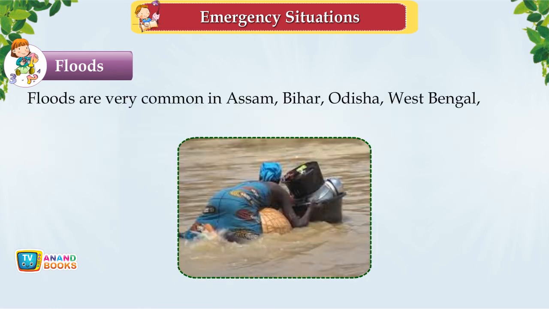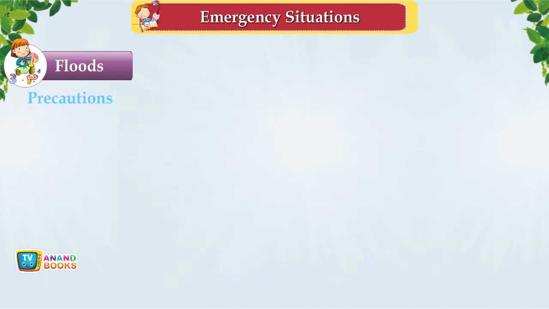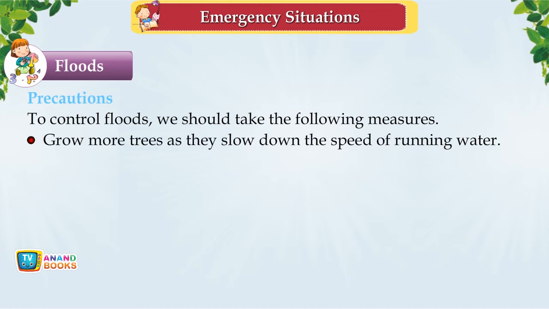Floods are very common in Assam, Bihar, Odisha, West Bengal, eastern Uttar Pradesh and coastal areas of Andhra Pradesh. Precautions. To control floods, we should take the following measures. Grow more trees as they slow down the speed of running water.